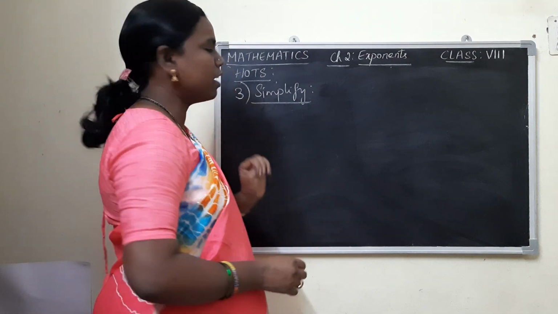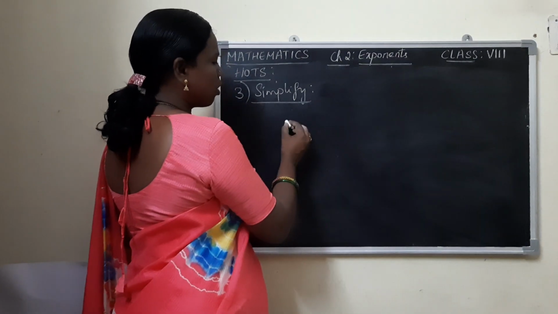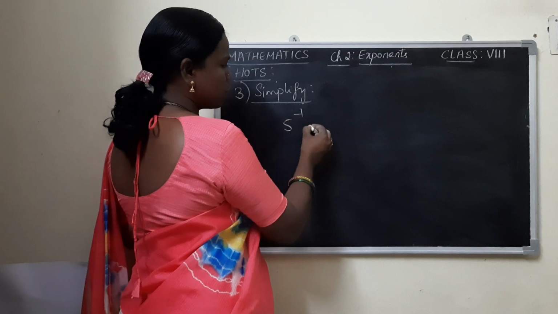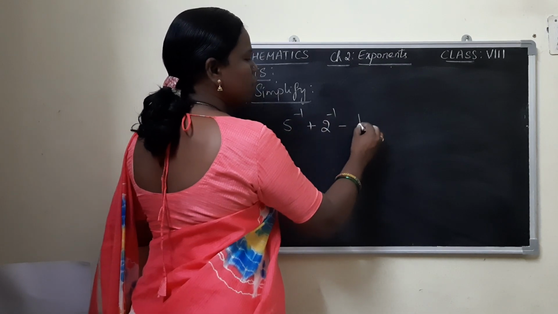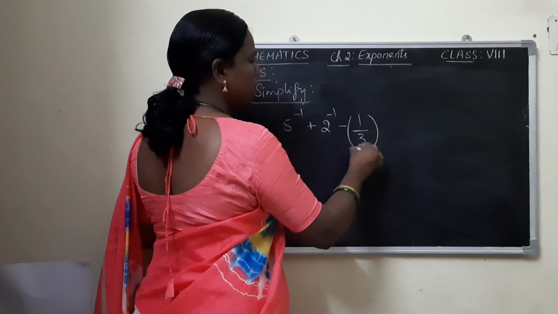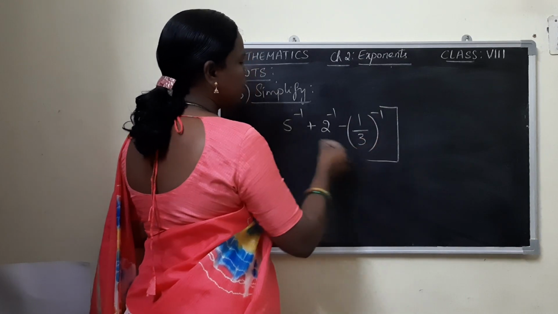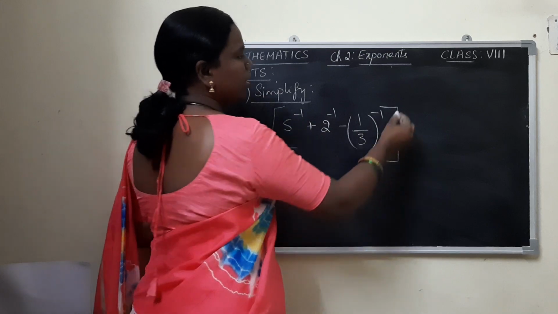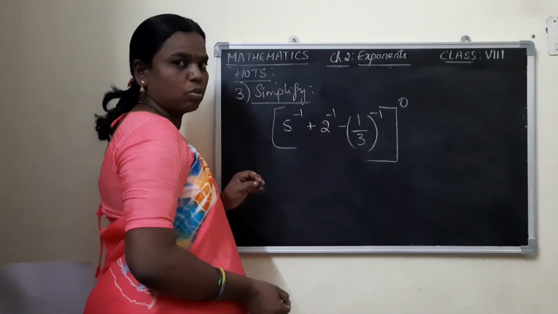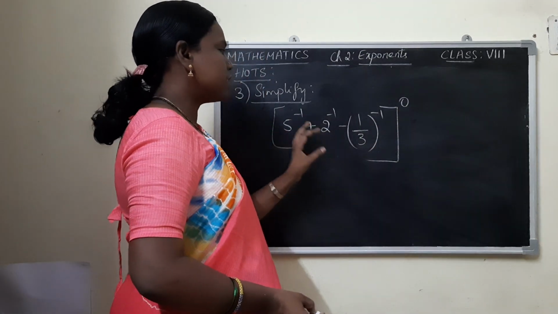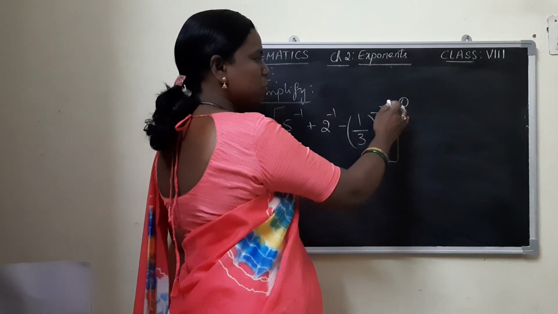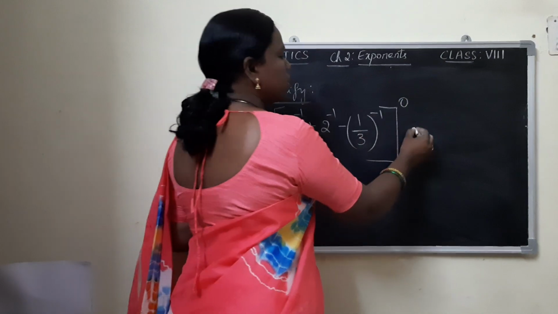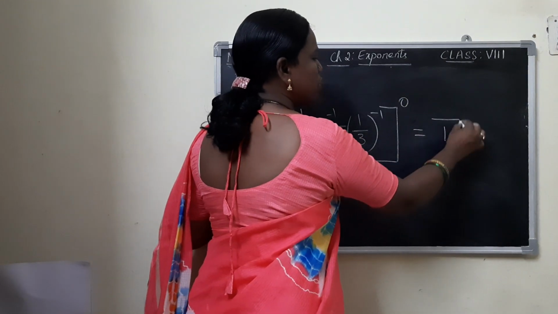Now let us start the next problem. Suppose you have a problem like 5 to the power of minus 1 plus 2 to the power of minus 1 minus (1 by 3) whole to the power of minus 1, and everything is put in a bracket and it is to the power 0. Such problems are a direct answer. Everything whatever is there has been expressed to the power of 0. So the answer would be 1.